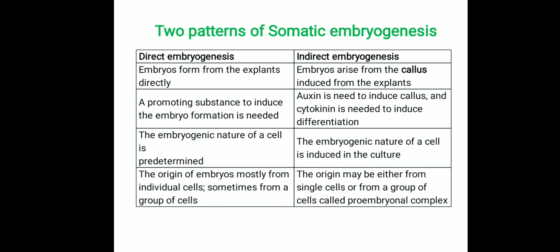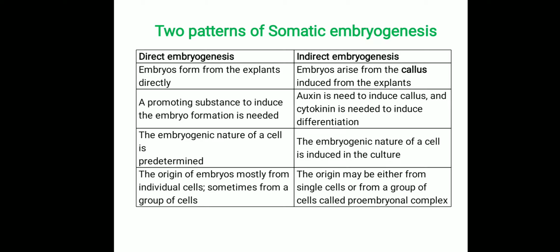Generally, somatic embryogenesis is formed by two patterns. One is called direct embryogenesis, another is called indirect embryogenesis. In direct embryogenesis, embryos form from the explants directly. In indirect embryogenesis, embryos arise from the callus induced from the explants. In direct embryogenesis, promoting substances are needed to induce embryo formation, whereas in indirect embryogenesis, auxin is mostly needed to induce the callus and cytokinin is needed to induce the differentiation.